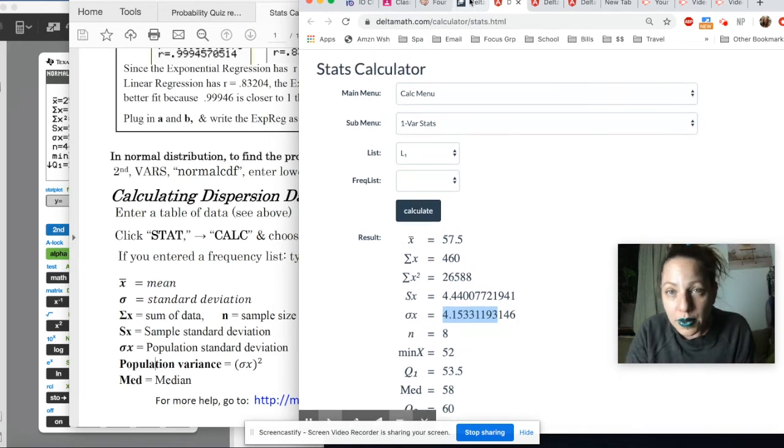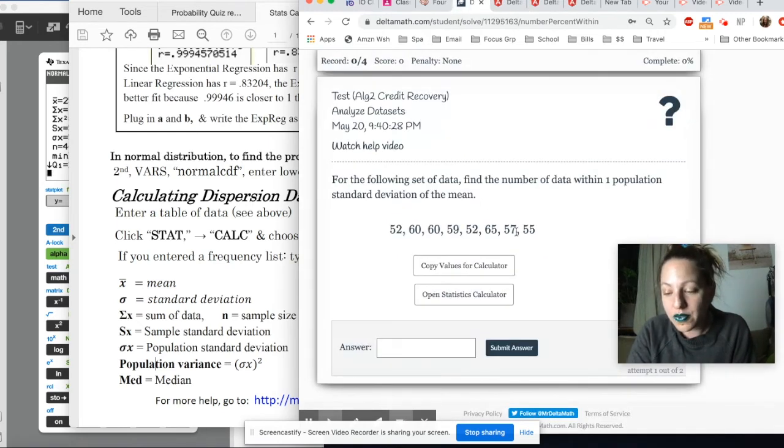So I go back to my data and I say, which of these are between 53.3 and 61.6? So this is not, but this one is. So that's 1, 2, 3, nope, 4, and 5. So 5 out of 1, 2, 3, 4, 5, 6, 7, 8. So it says the number of data, so the answer would be 5. If it said the percentage of data, I would do 5 divided by 8 and then turn that into a percent by multiplying by 100.